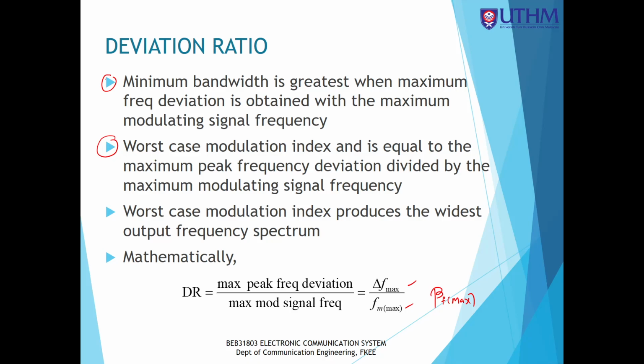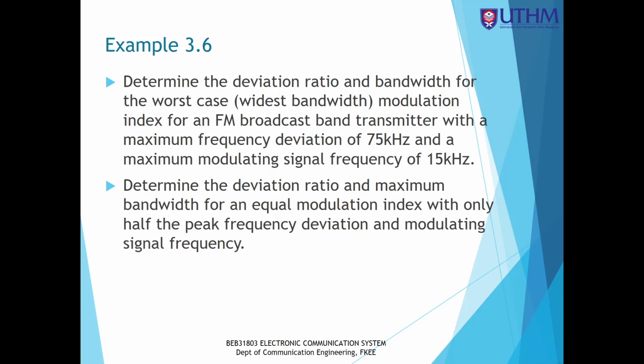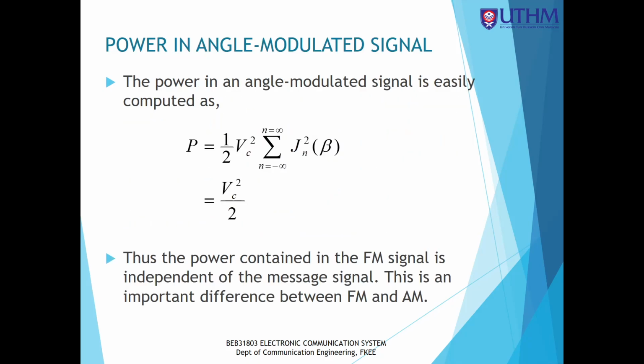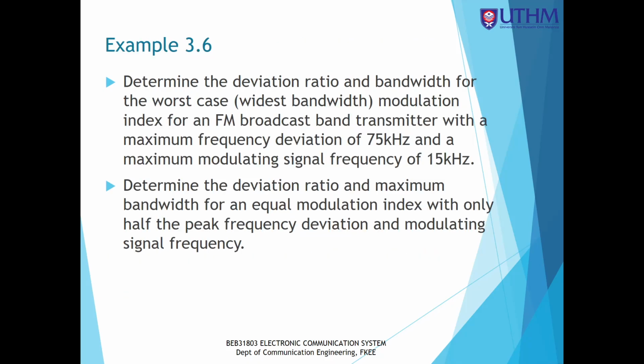Let's do the example. Determine the deviation ratio and bandwidth for the worst case, or widest bandwidth, of modulation index for an FM broadcast band transmitter with a maximum frequency deviation, delta F max, and a maximum modulating signal frequency of 15K. So this is Fm max.